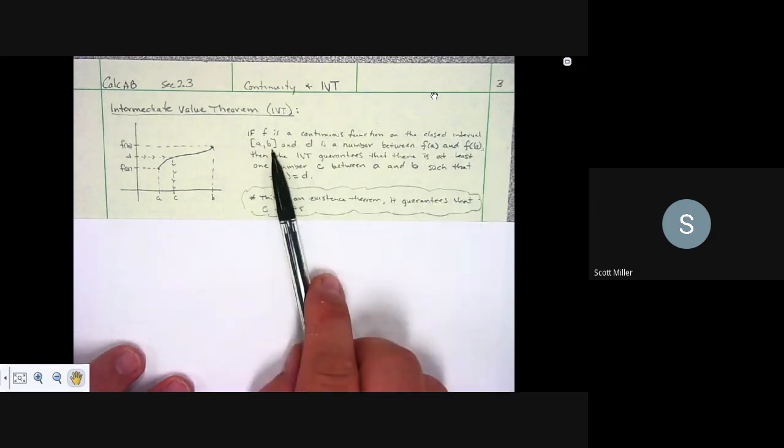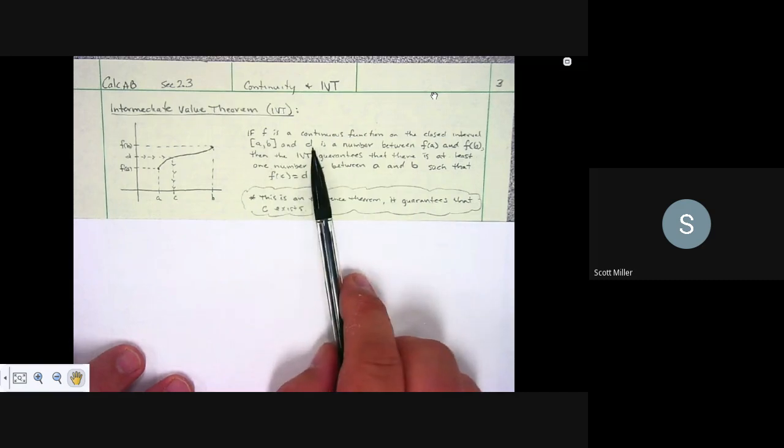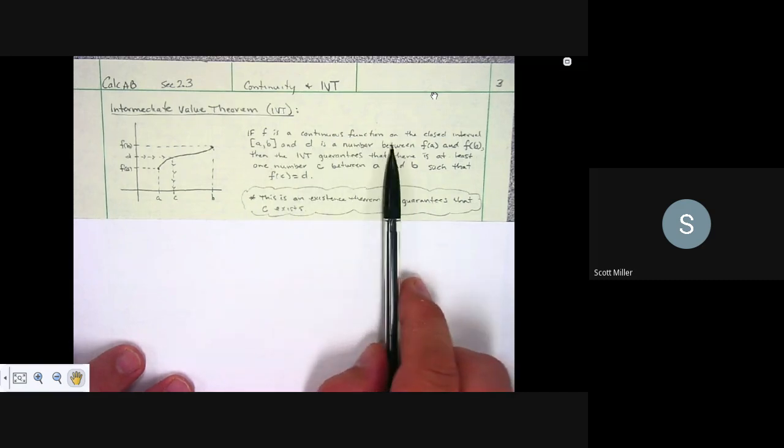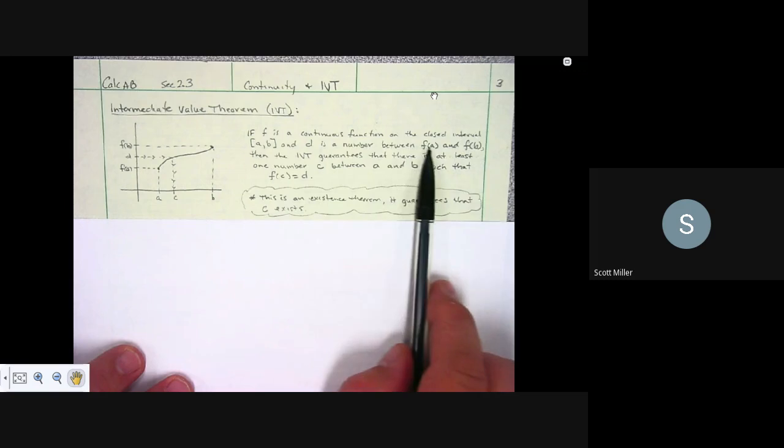If f is a continuous function on the closed interval [A, B], and D is a number between f of A and f of B, then the intermediate value theorem guarantees that there is at least one number C between A and B such that f of C will be D.